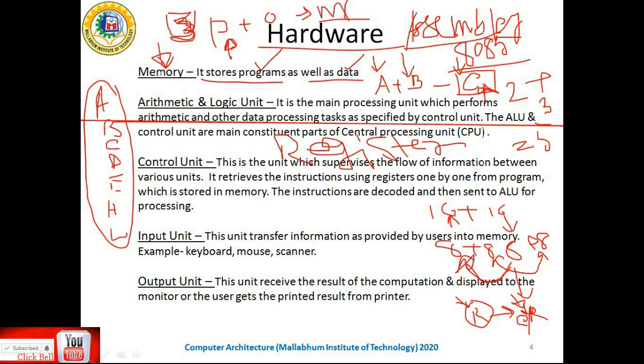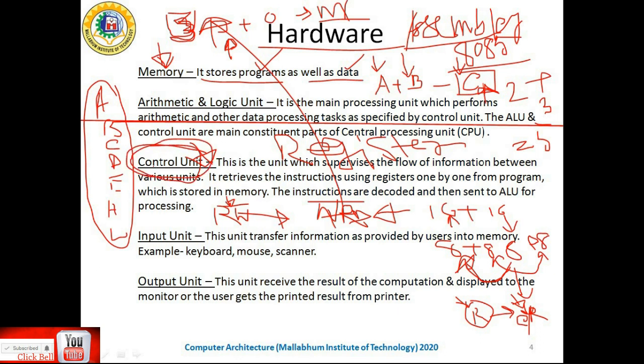So control units actually supervise the flow of information between various units. Whatever data has to flow from one location to another, in the 8085 microprocessor, the control signal is the read signal or the write signal. Whenever data has to be read, this control signal has to be generated so that the microprocessor can read the data, and whenever a write operation is needed, then the write signal is enabled by the control unit so that the microprocessor can write the data to the memory location. So that is the function of the control unit.